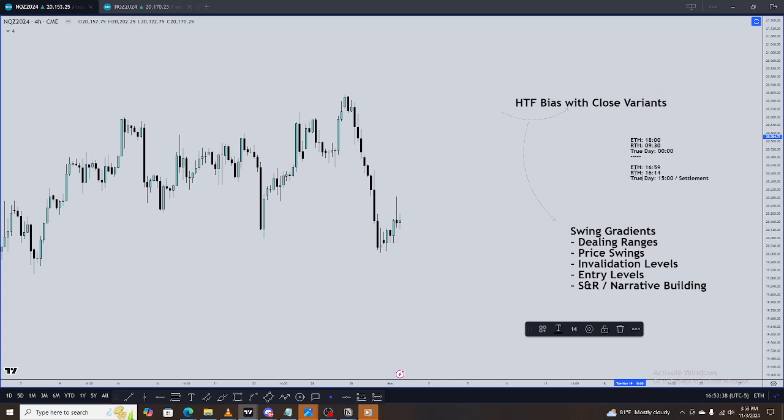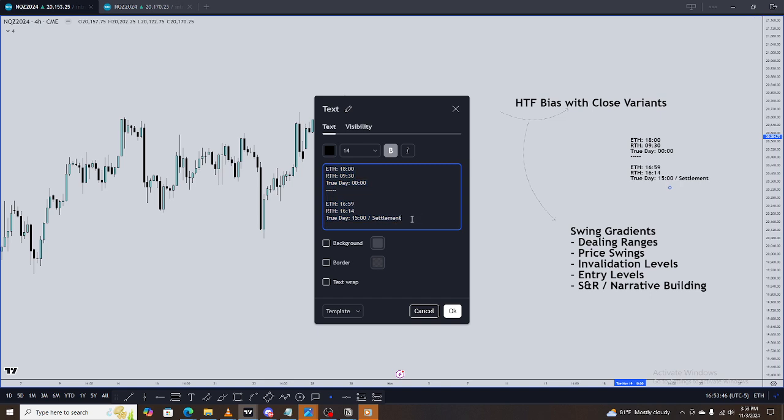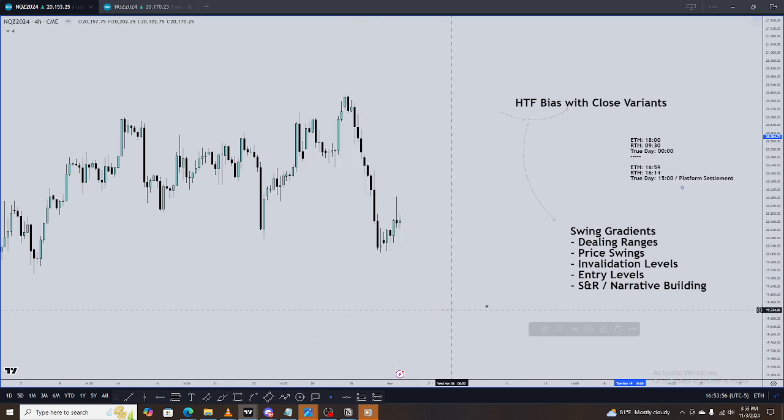So we have regular trading hour settlement. Then we also have TradingView settlement, right? Or what would you call it, platform settlement? So depending on which platform you're operating on, it may have a different settlement than other platforms, right? I haven't fully gone onto NinjaTrader or different data providers to really see that effect.